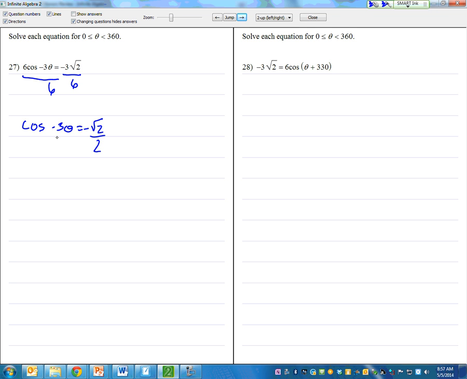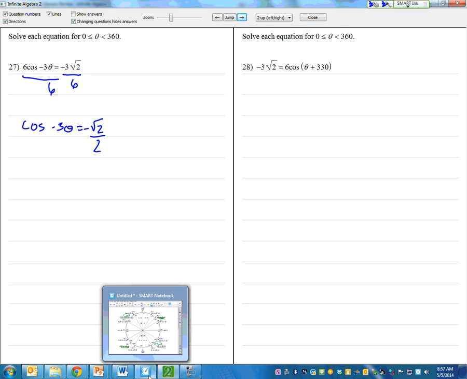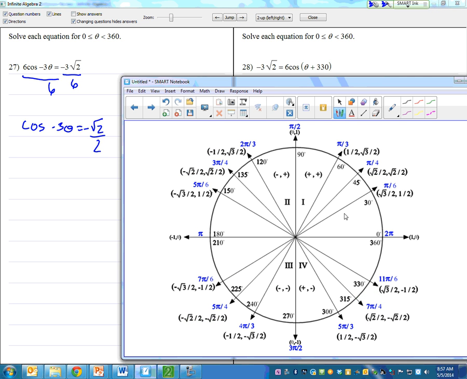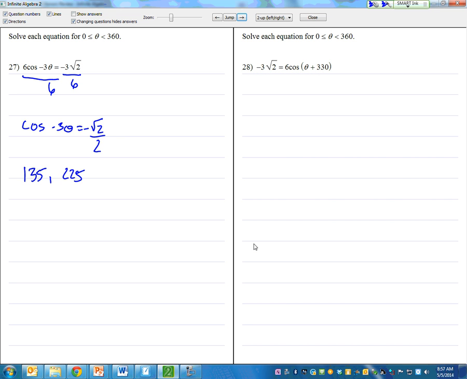Now, the next step, since I have that negative 3 there, that tells me I need to pull up my unit circle chart, and I'm going to have to create a table. We are using between 0 and 360, so I am looking for degrees this time. And I'm looking for when the cosine is negative square root of 2 over 2. So the cosine is negative square root of 2 over 2 right here and right here. The two values I'm looking at for theta in this case are 135 and the other value is 225. Okay, so those are the two values I'm looking at.